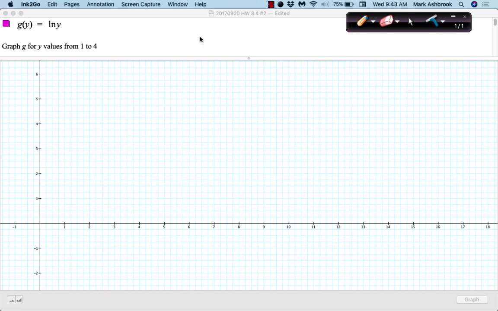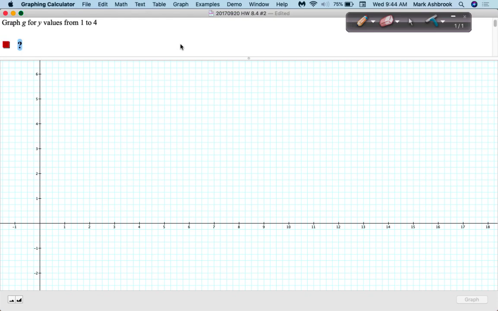So a volunteer first here. What should I type in to graph x as a function of y? Okay, and then if I want them just for 1 to 4? One less than or equal to y, less than or equal to 4. What do you think? Yep, this is it. Okay, so this graphs this function.